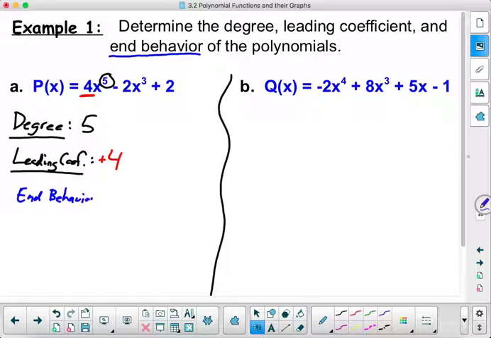Is this function starting on a bad day, ending on a good day? Is it starting on a good day, ending on a good day? Well, how I know again is my degree. This is an odd number, so that tells me it's going to either start good and end bad, or it's going to start bad and end good.